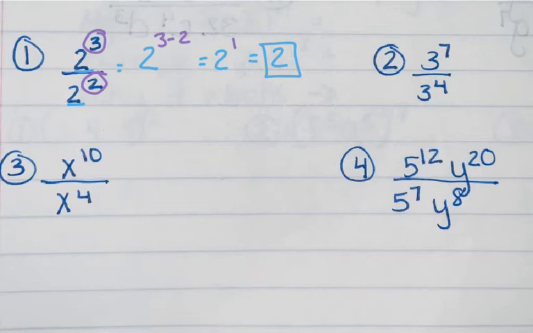Okay, let's look at the next one. I have a base of 3. My exponents are 7 and 4, so I'm going to get 3 to the 7 minus 4. So that's going to be 3 to the 3rd. Okay, well, let's actually go one step further and fully simplify this. So that means 3 times 3, which is 9, times 3, which is 27. So this one would actually simplify to 27.